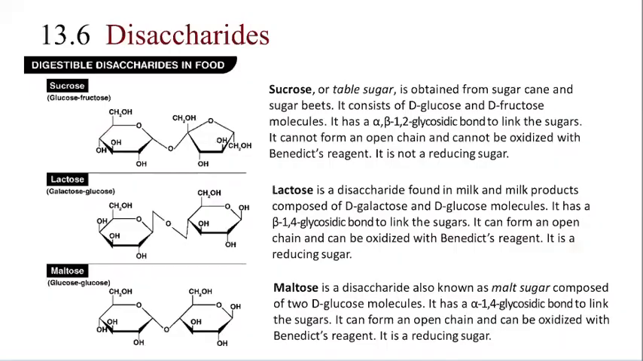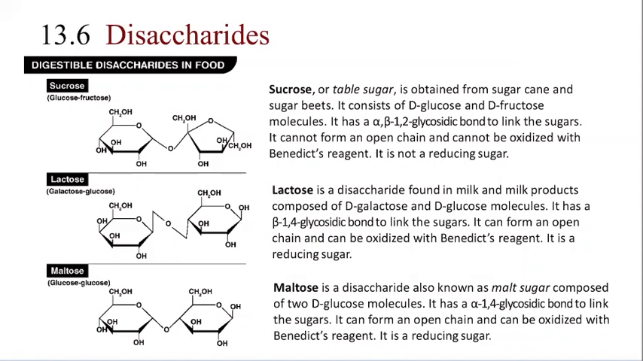Then let's move on to talk about the last two groups of carbohydrates that we have in this chapter, starting with disaccharides, okay? So when it comes to disaccharides, we have a number of digestible disaccharides that we can find in food. You can see that we have sucrose, which is table sugar. We have lactose, which is milk sugar. And then we have maltose, which is malt sugar, okay?